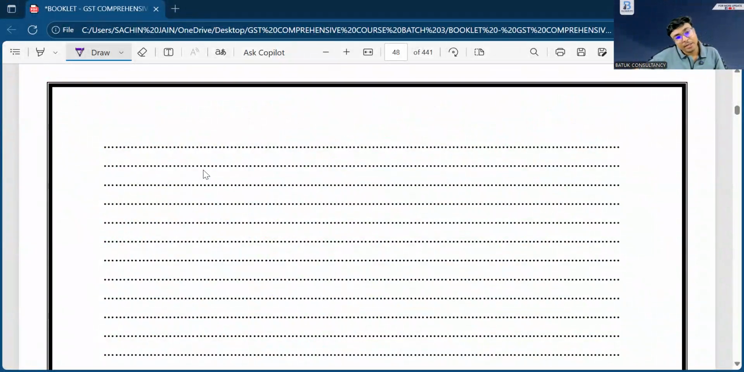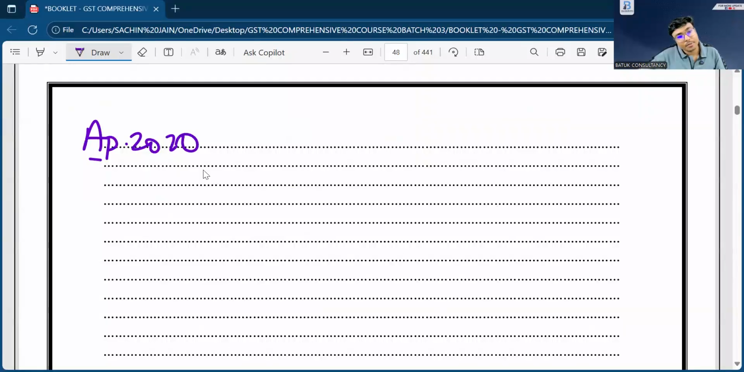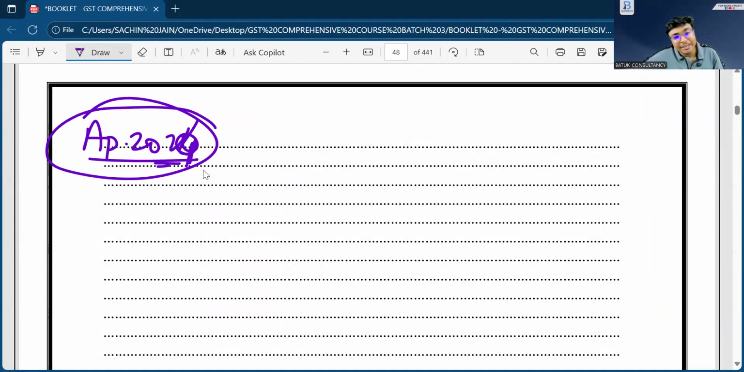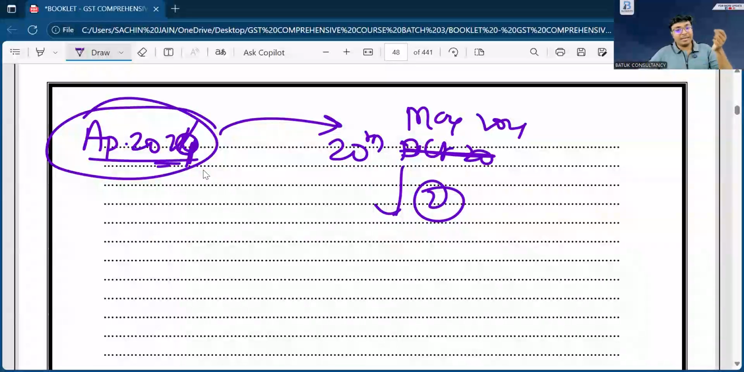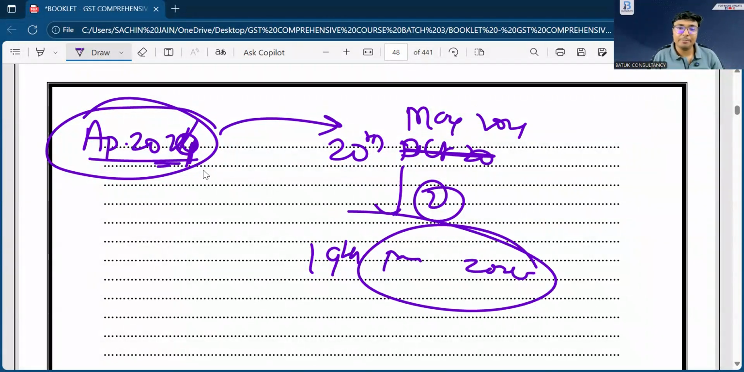Suppose for the April 2024 month, I want to file the refund application. In such a scenario, your return filing date for April 2024 will be 20th of May 2024. From that date, you have to calculate 2 years. Okay, 20th of May 2024 to 2026. So by 19th of May 2026, you can file the refund application. You can claim the refund for this specific period. That is the thing which we need to keep in our mind.